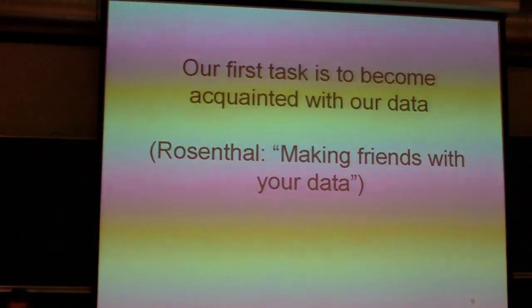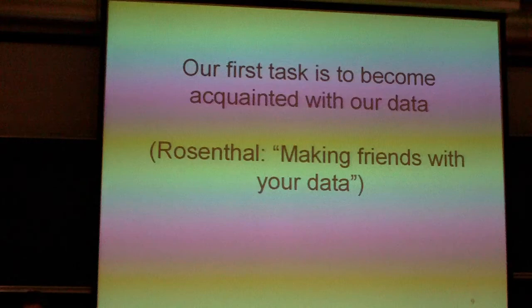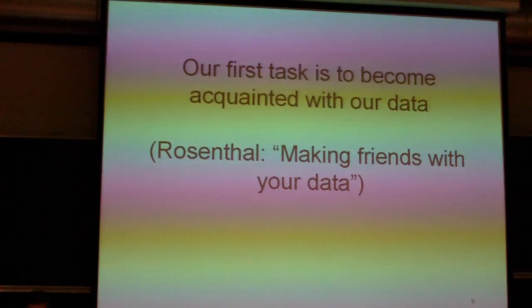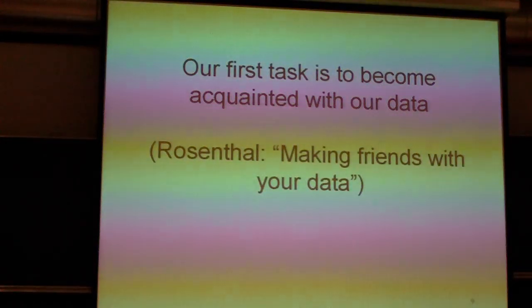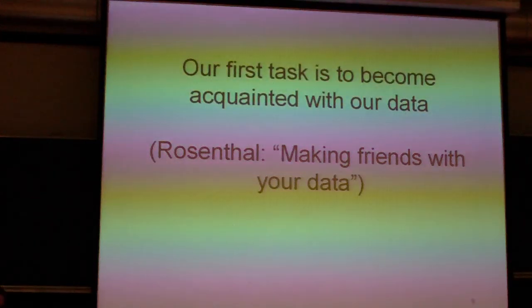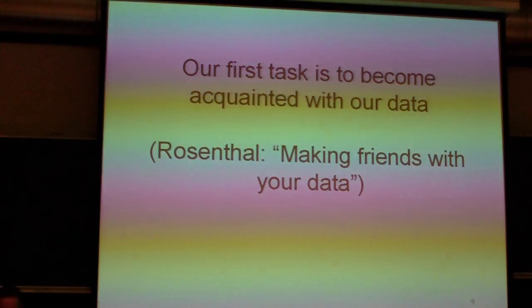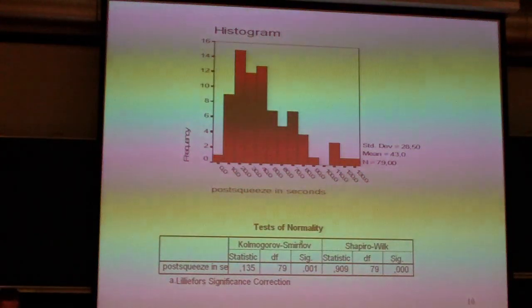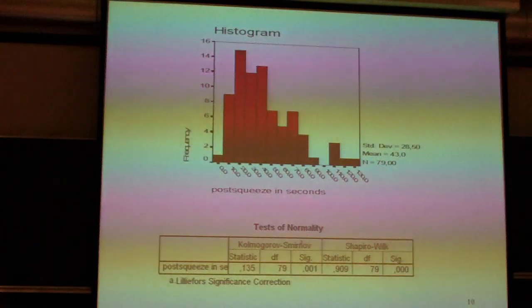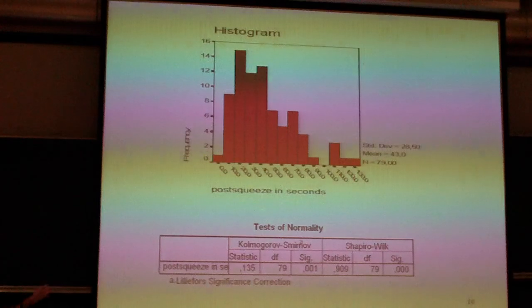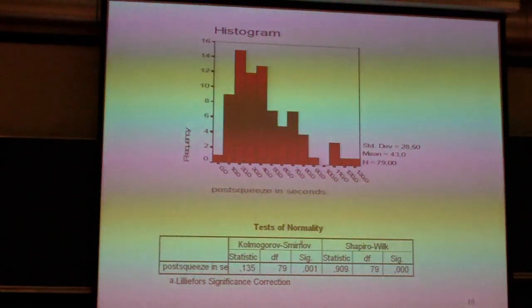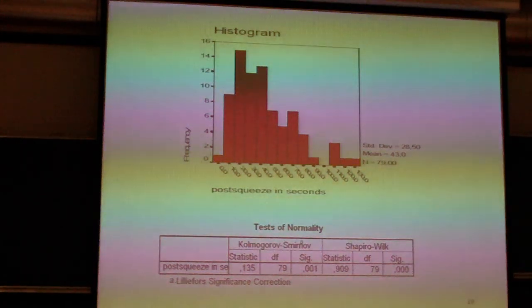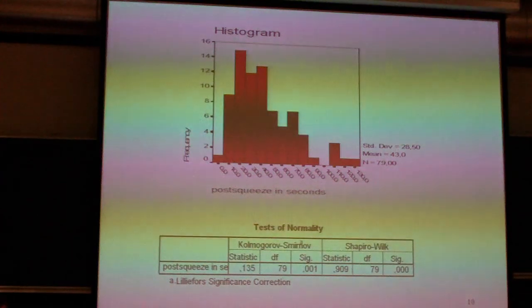Now, this is what Alberts and his associates did, and they collected a lot of data, of course. And after collecting the data, the first task is to become acquainted with the data, or as the methodologist Rosenthal calls it, make friends with your data. So this is a histogram showing the distribution of the dependent variable, which I have called here post-squeeze. We're squeezing the hand grip. We did that in a pre-test, and we did it in a post-test. So these are the results of the post-test, and therefore I've got this post-squeeze in seconds.